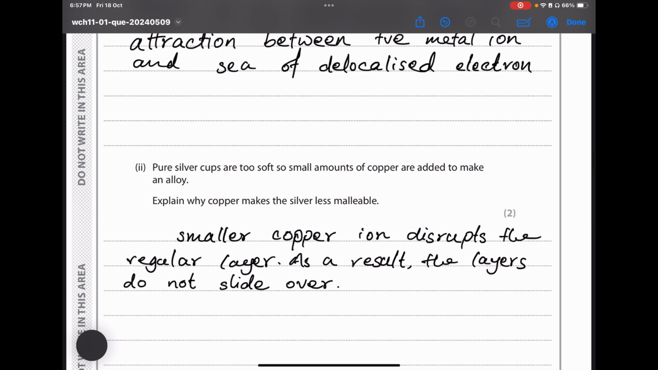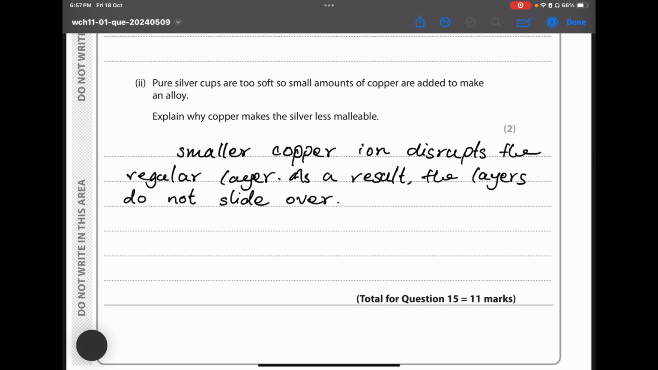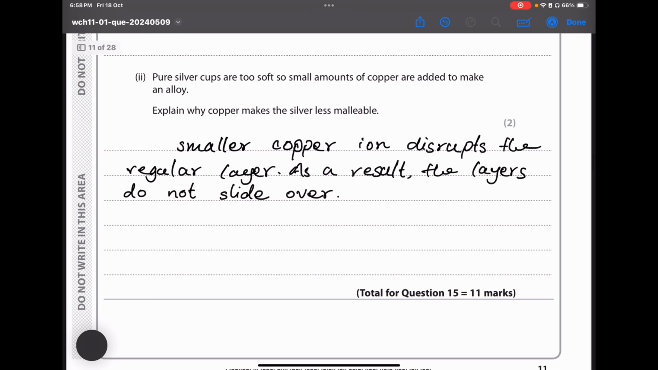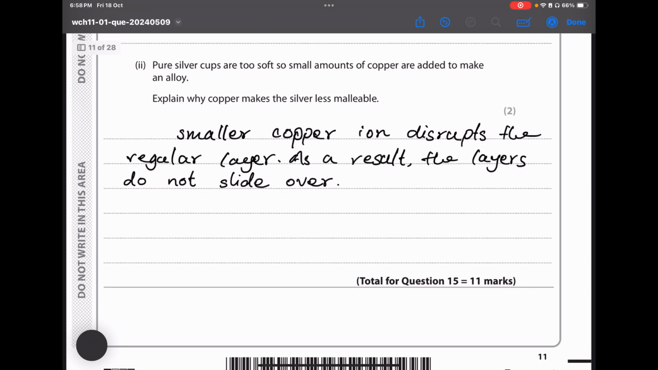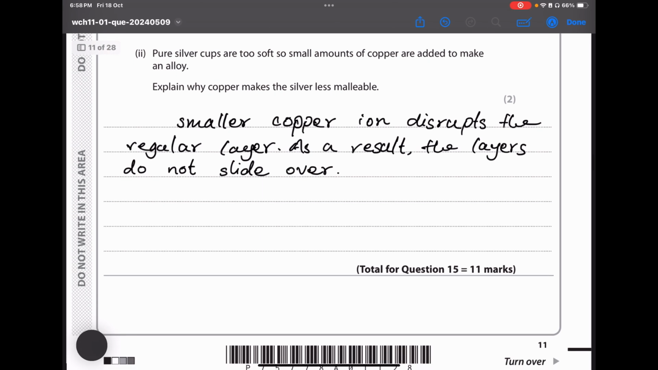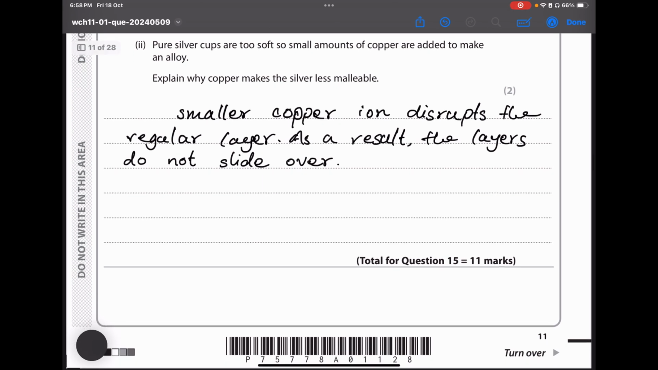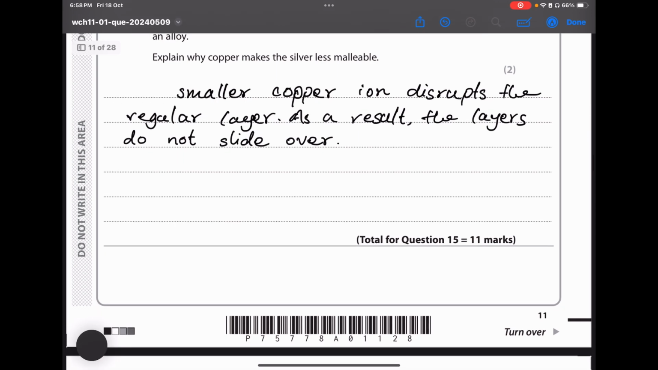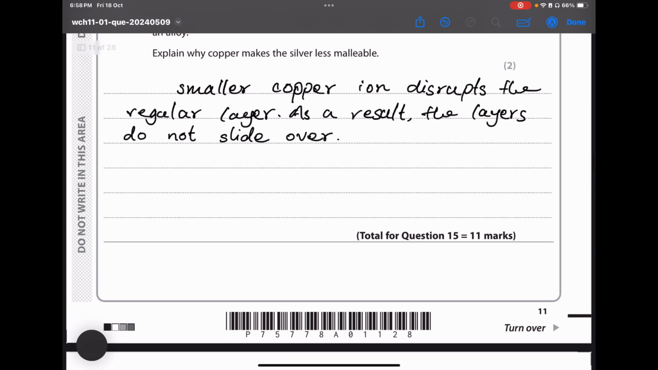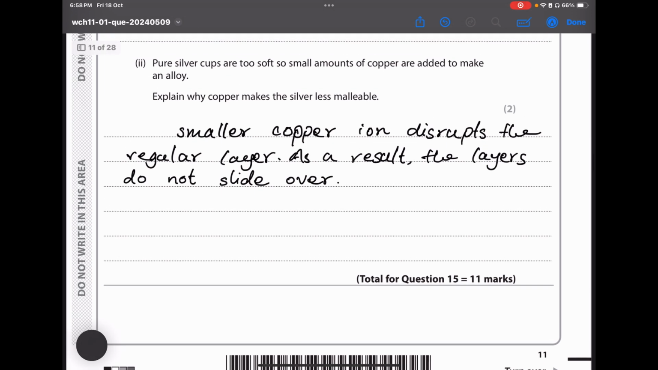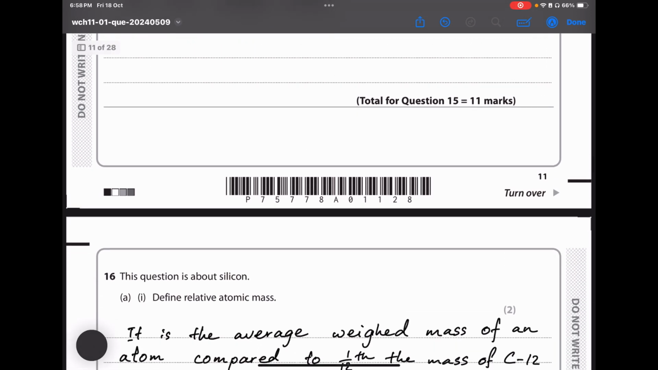Pure silver items are too soft, so small amounts of copper are added to make an alloy. Explain why copper makes the silver less malleable. Malleable means that we can change the shape. And how do we change the shape? By sliding the layers when a force is applied, right? So what happens is the copper ion is smaller than silver, because obviously silver has a larger number of shells. When copper is added, the smaller ion disrupts the regular layers. The layers are no longer able to slide over one another. As a result, they cannot be changed in shape. So they are no longer soft anymore, right?